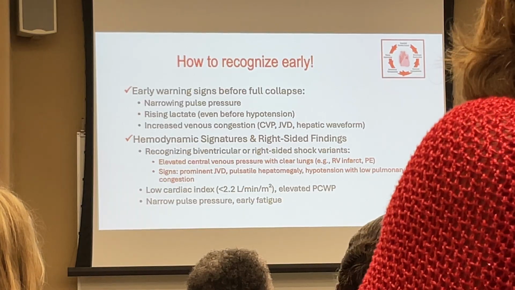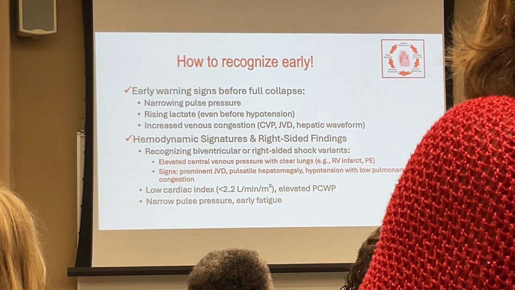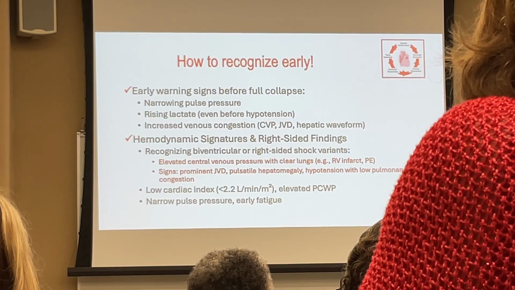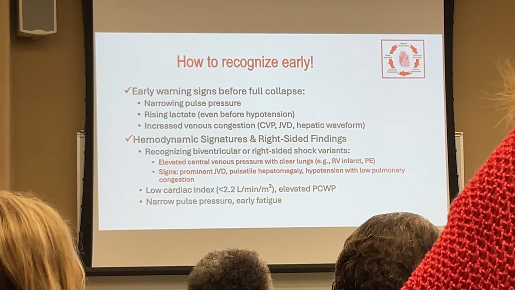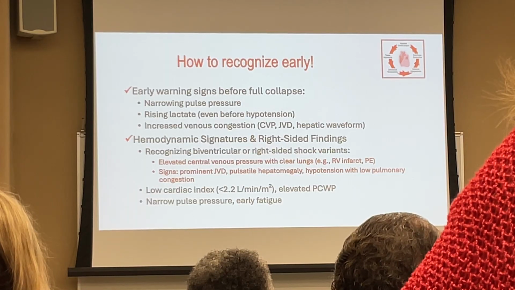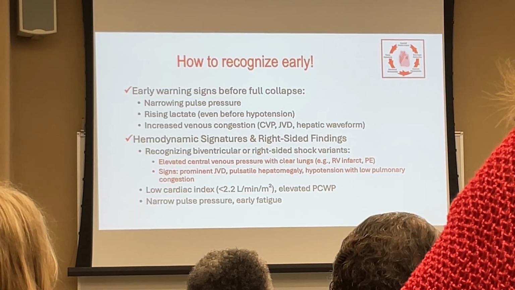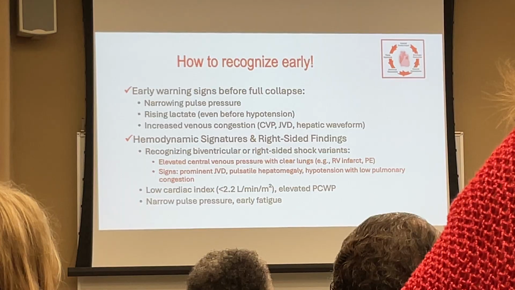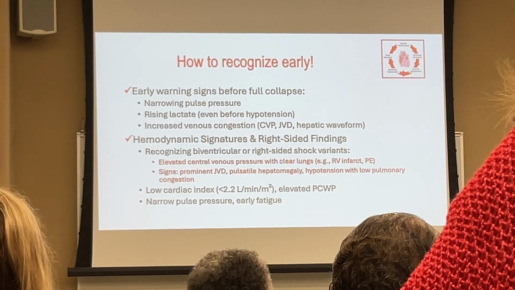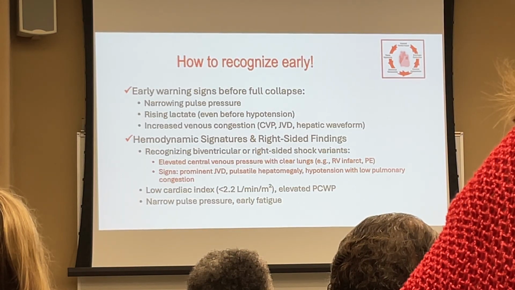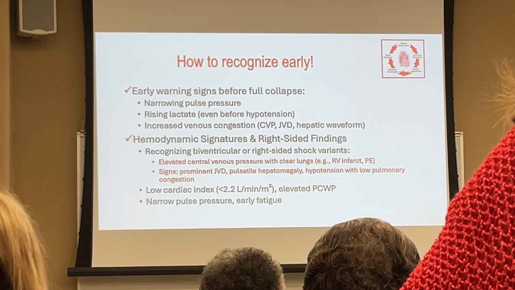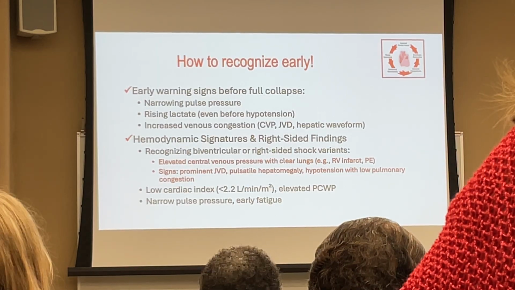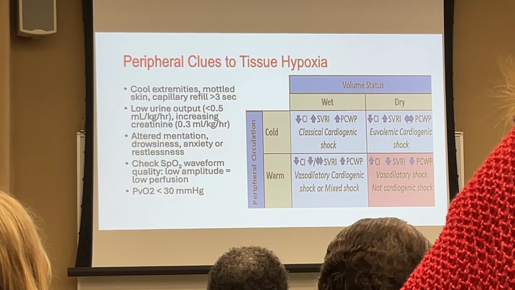So really, really important. Again, I'm thinking about those early signs. Narrowing pulse pressure. Remember, normal pulse pressure should be 30 to 40. If your pulse pressure is narrowed with tachycardia, that's going to be an early sign before collapse. Really important. The rising lactate, even before hypotension, really important. And then, of course, venous congestion. That is going to actually identify for us that we have a right ventricular shock.